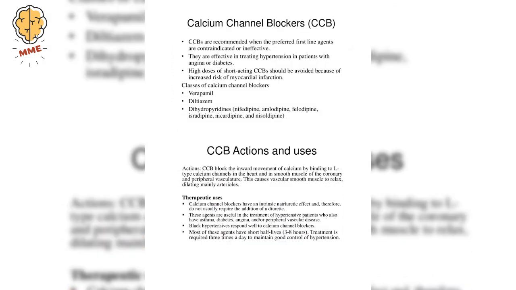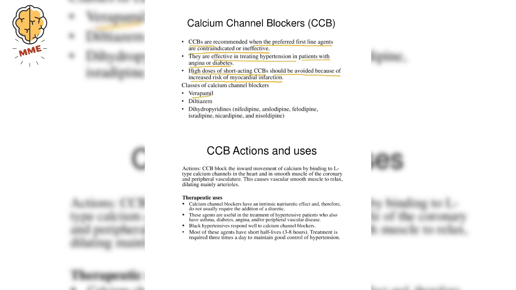Now coming to the next part, we have calcium channel blockers. CCBs are recommended when the preferred first line agents are contraindicated or ineffective. They are effective in treating hypertension in patients with angina or diabetes. High doses of short-acting CCBs should be avoided because of increased risk of myocardial infarction.